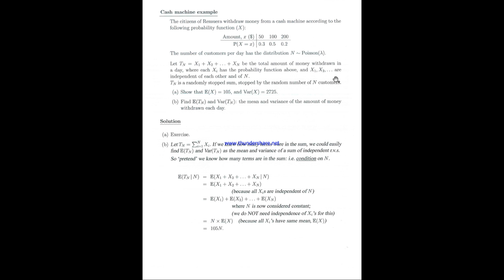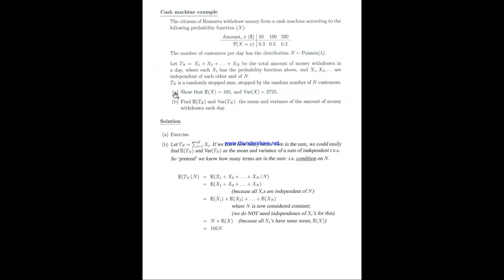So what you have to do is, we need to find the randomly stopped sum, that is capital Tn, where it's equal to x1 plus x2 plus up to xn, that is the total amount of money withdrawn in a day, right? Where xi has the probability function which is given here, and these xi's are independent.